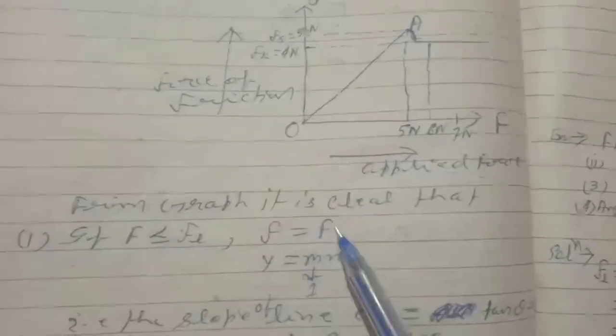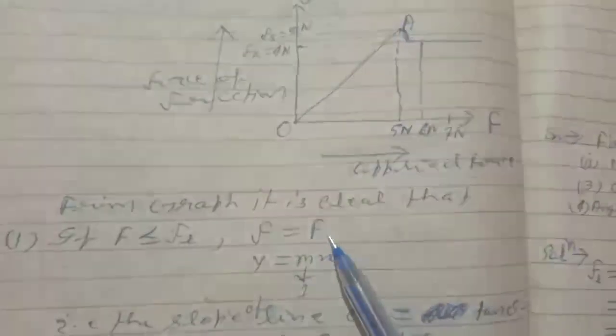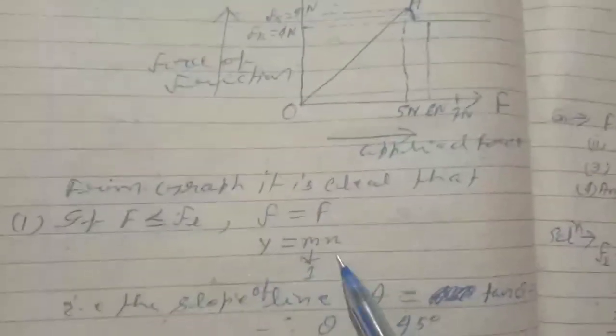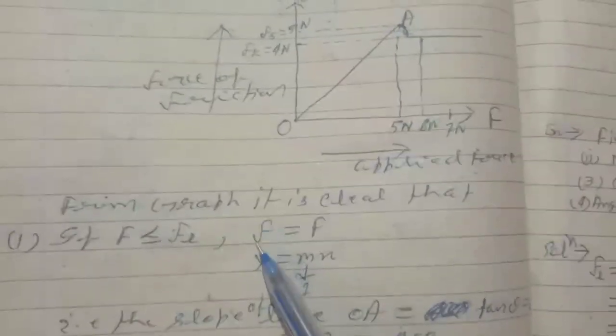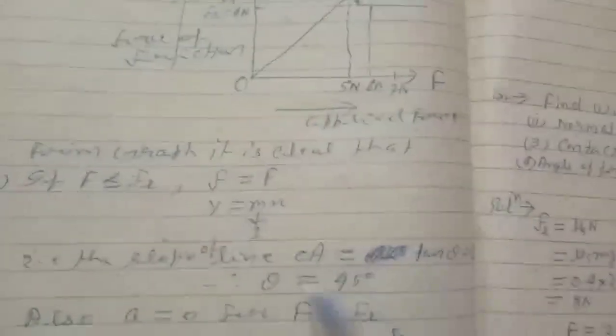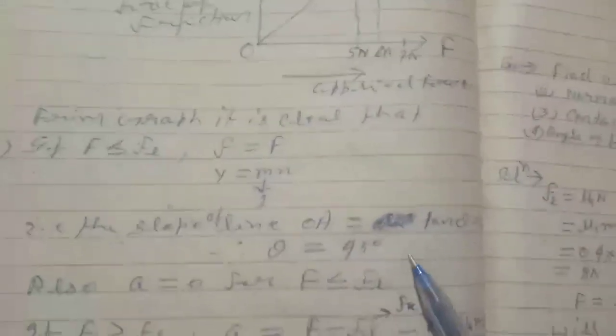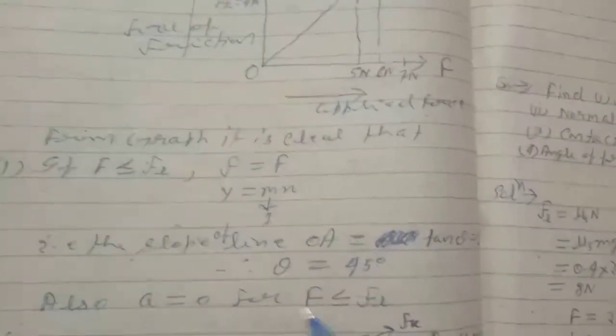We compare this with the straight line equation, then we get y equals mx, where we replace f as y and capital F, that is the applied force, as x, and then the slope will be 1 here. That is, the slope of line OA equals tan theta equals 1, hence theta equals 45 degrees. Also, acceleration will be equal to 0 for F less than or equal to FL.